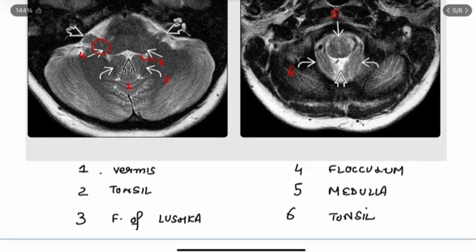This image represents the vermis. These are the tonsils. This one here laterally is the foramen of Luschka. This is the flocculus. The lobe of the cerebellum which projects into the CP angle is known as the flocculus. In this image, this is the medulla, and again these are the cerebellar tonsils.